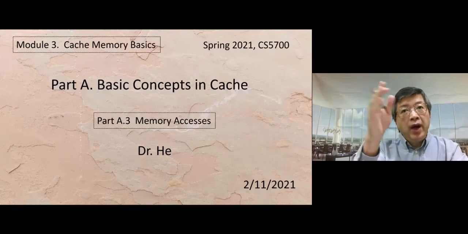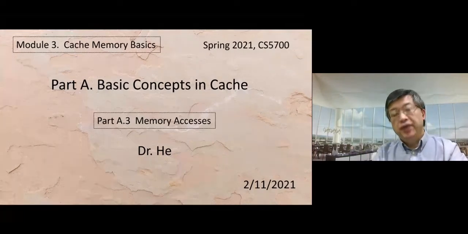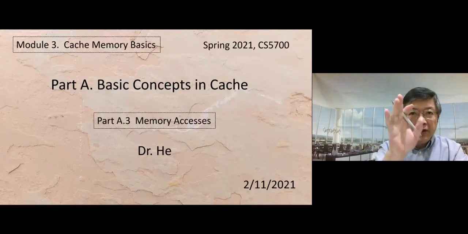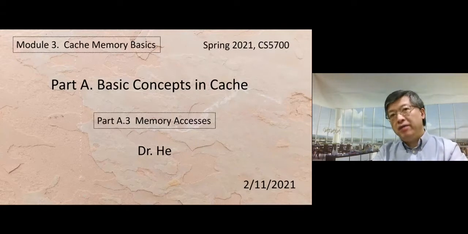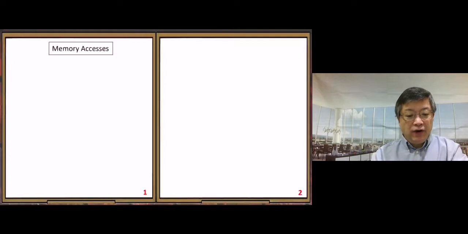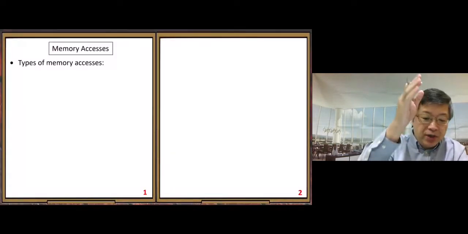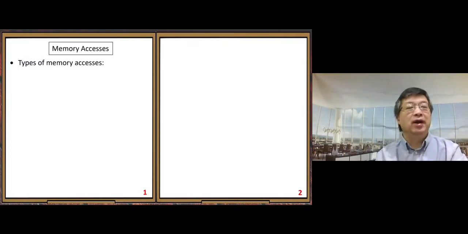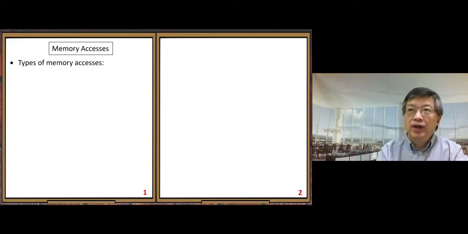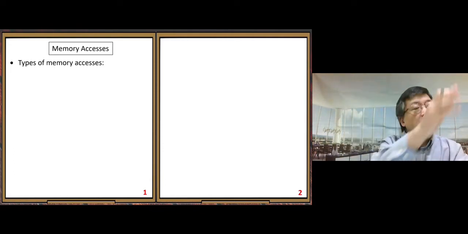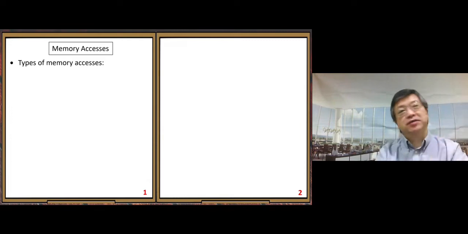Memory accesses. This is a very important concept. So let's look at what kind of memory accesses we have. Let's look first at the types of memory accesses. There are two types. Actually, I mentioned that before: instruction accesses and data accesses.